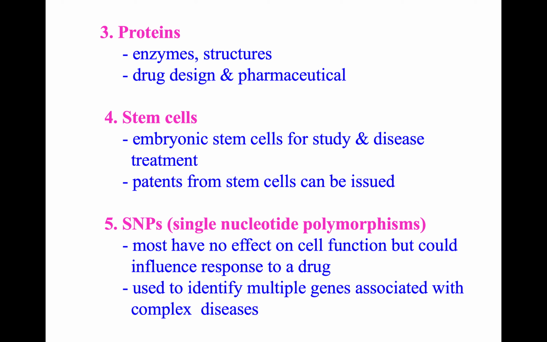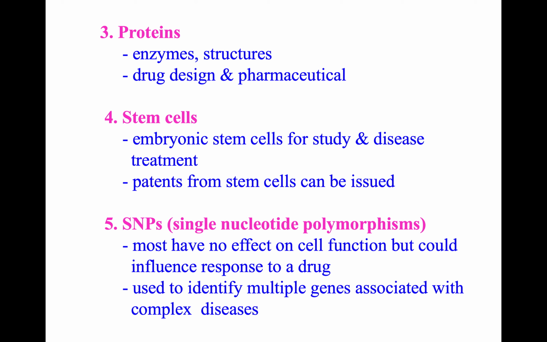Third element, proteins. So enzymes and certain structures, especially their 3D and 2D structures, could be patented. And this usually applies to drug design and the pharmaceutical field. Number 4, stem cells. Very interesting, right? So we have basically learned about stem cells in transgenic animals and also eugenics. So embryonic stem cells for study and disease treatment, some of them could be patented. So patents from stem cells can be issued and you could get royalties out of it.